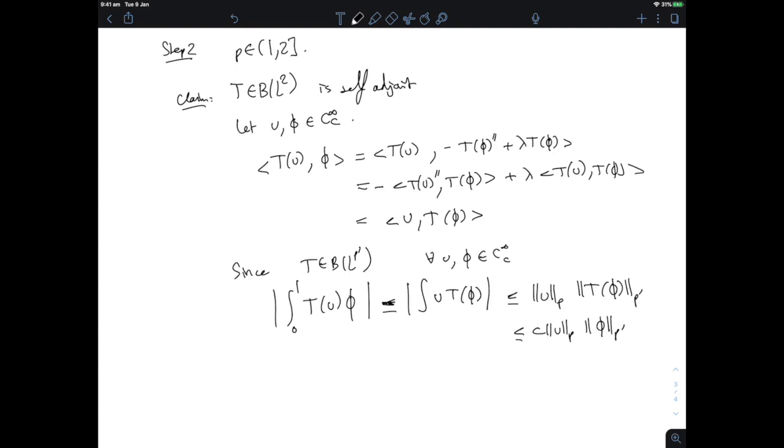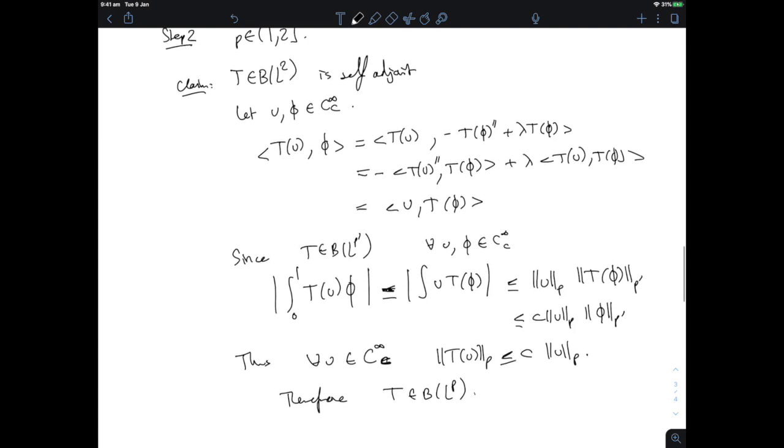Now that's true for every u and every phi C infinity compactly supported. So what we have is that for every u C infinity compactly supported, the norm of Tu in Lp is controlled by a constant times the norm of u in Lp. But that means that T extends by density to a bounded linear map on Lp. So we have the solution, at least if you start with an f C infinity compactly supported, you get a T of f which is in L2, it's in Lp prime, and now we know that T of f is also in Lp.